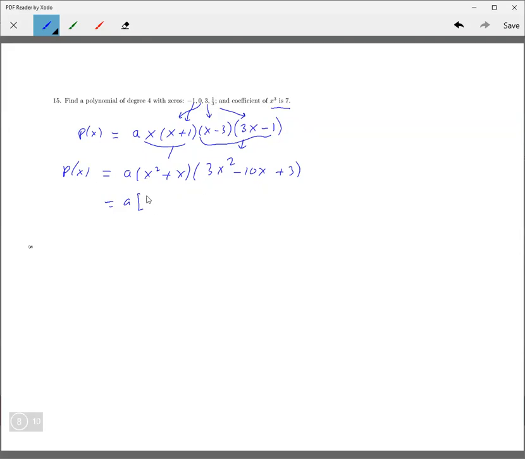So this times this is 3x to the 4th. Let's just do this, x squared and everything. So minus 10x to the 3rd. And x squared and 3, that's plus 3x squared. Now this one, x times that is 3x cubed. This times this is minus 10x squared. This times this is plus 3x. Okay.